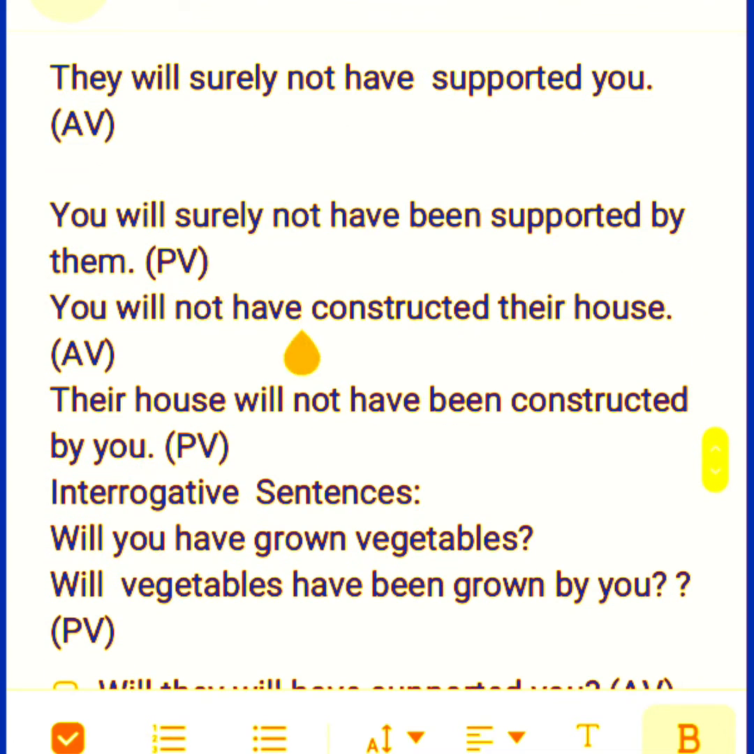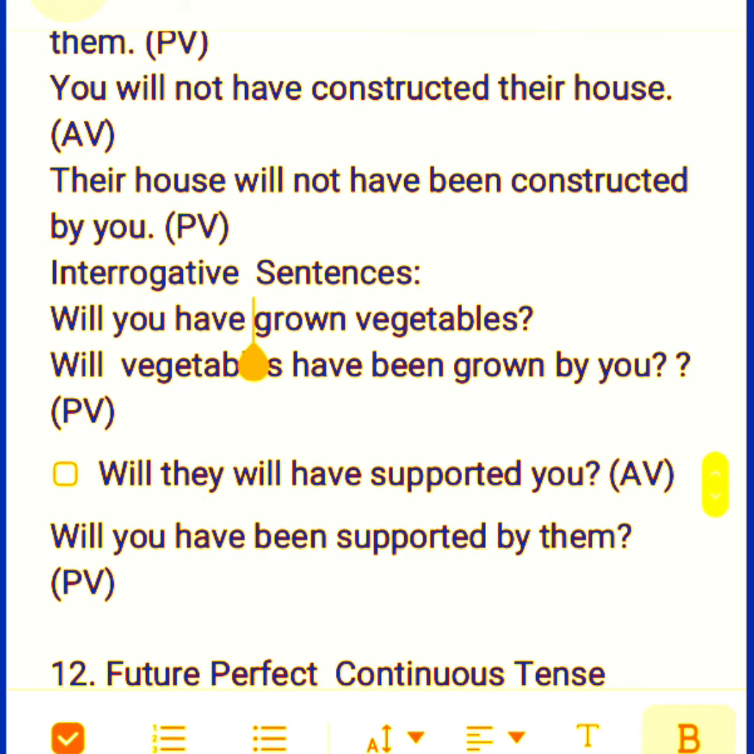You will not have constructed their house. Their house is the object here. Their house will not have been constructed by you. Interrogative sentences. Will you have grown vegetables? Will vegetables have been grown by you?